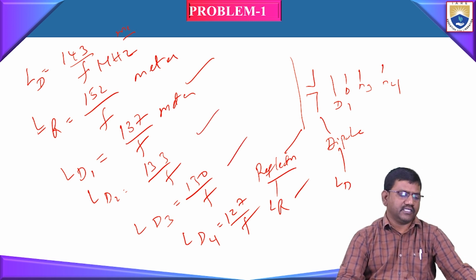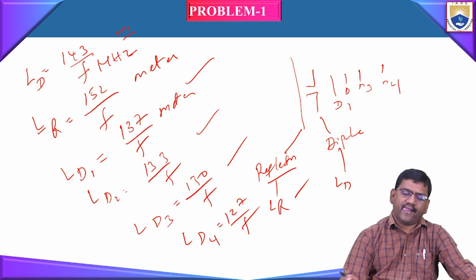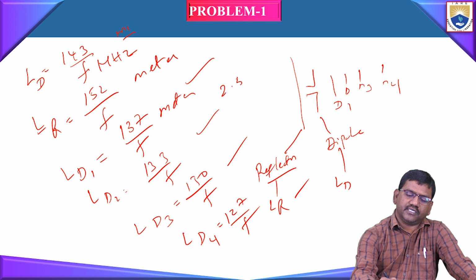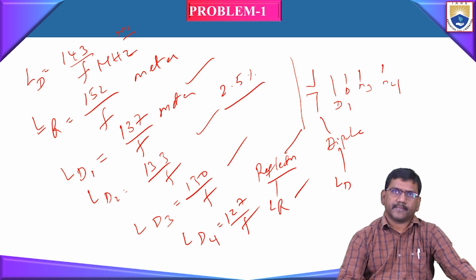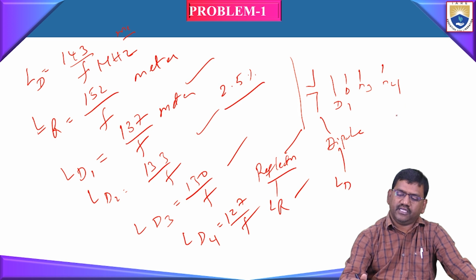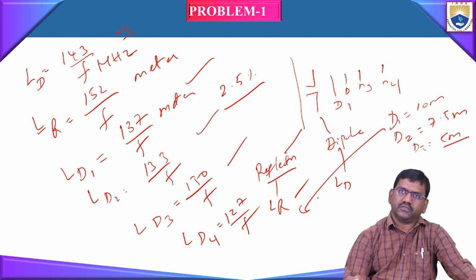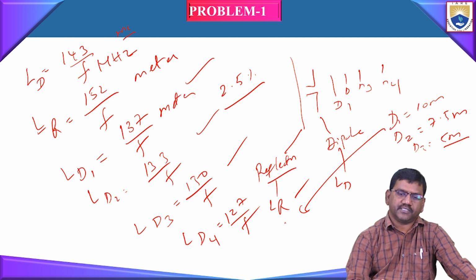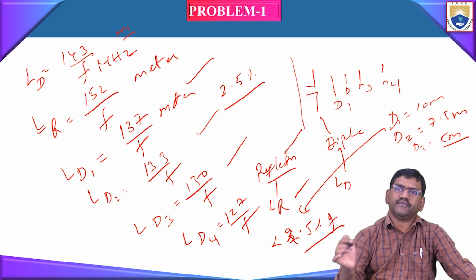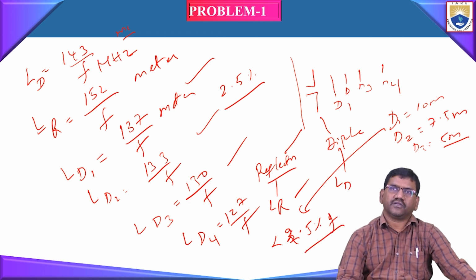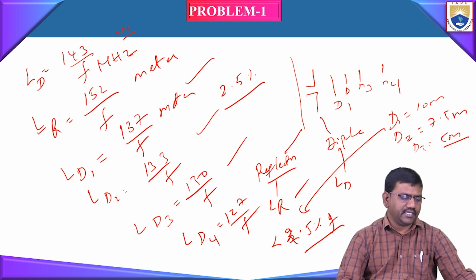How many directors we place depends upon the design, and each director will be less than the previous one by 2.5%. Suppose the length of director 1 is equal to 10 meters, the length of D2 will be 7.5, and similarly the length of D3 will be 5 meters. So the basic standard rule is that the length of each subsequent director must be 2.5% less than the previous director. We are going to use this rule for designing a Yagi-Uda antenna.